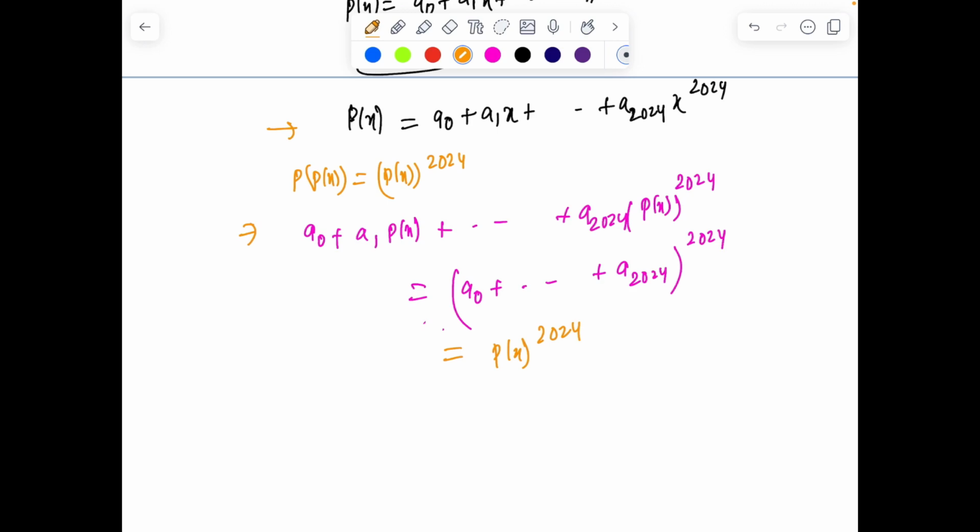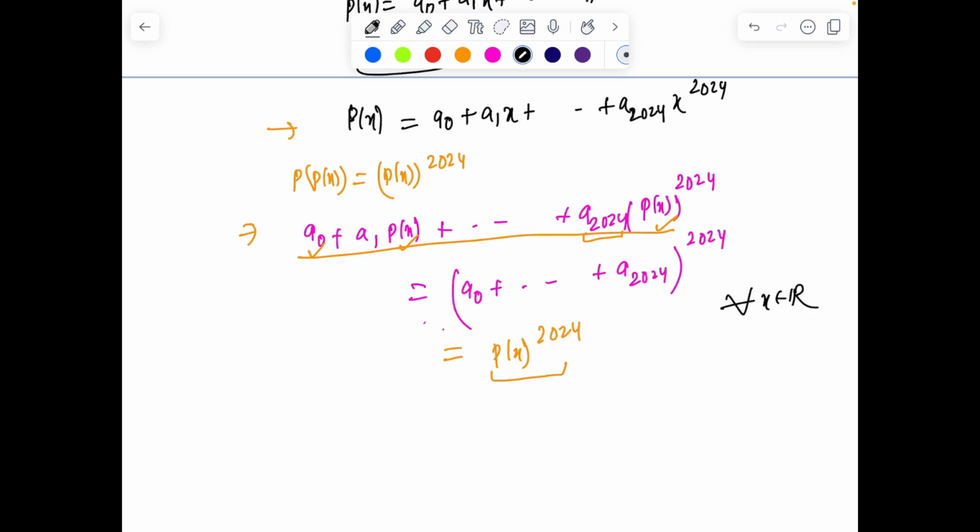Now we'll see the basic idea. This is nothing but p(x) to the power 2024. Now if this has to be true for all x, right? Because if you see the LHS, we have a0, a1 p of x, and so on and so forth, a2024 p of x to the power 2024. And the RHS is just p(x) to the power 2024. So under what condition is this possible?